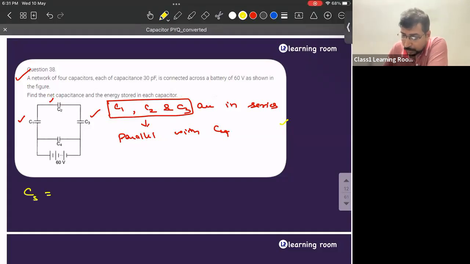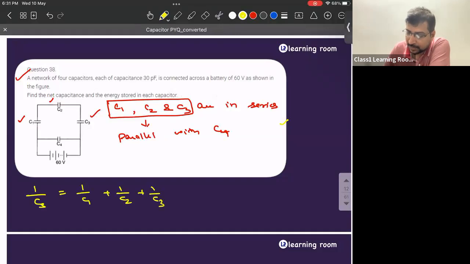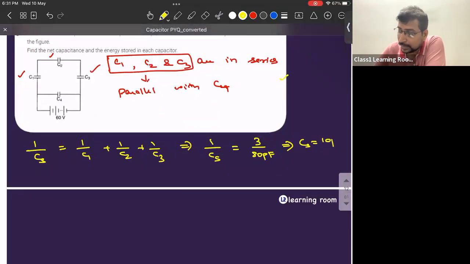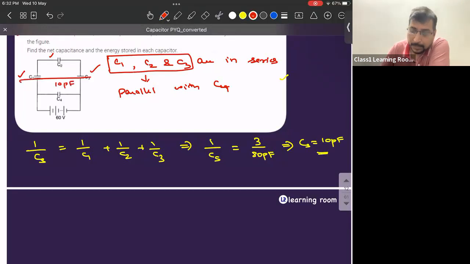C series, I will take it like this: 1 by Cs will be equal to 1 by C1 plus 1 by C2 plus 1 by C3. But here all the three are identical, which implies 1 by Cs will be equal to 3 divided by the capacitance of each, which is 30 picofarad. So Cs is equal to 10 picofarad. Meaning these three can be replaced with a 10 picofarad capacitor, which is in turn connected in parallel to C4.